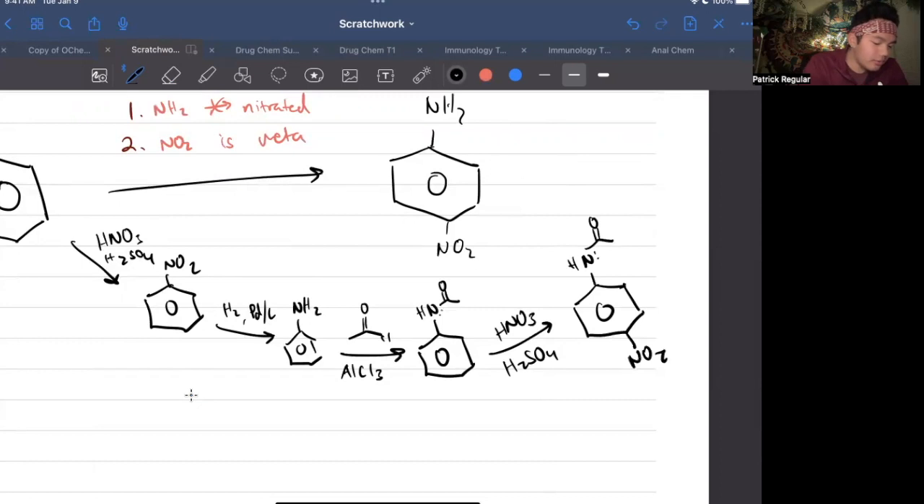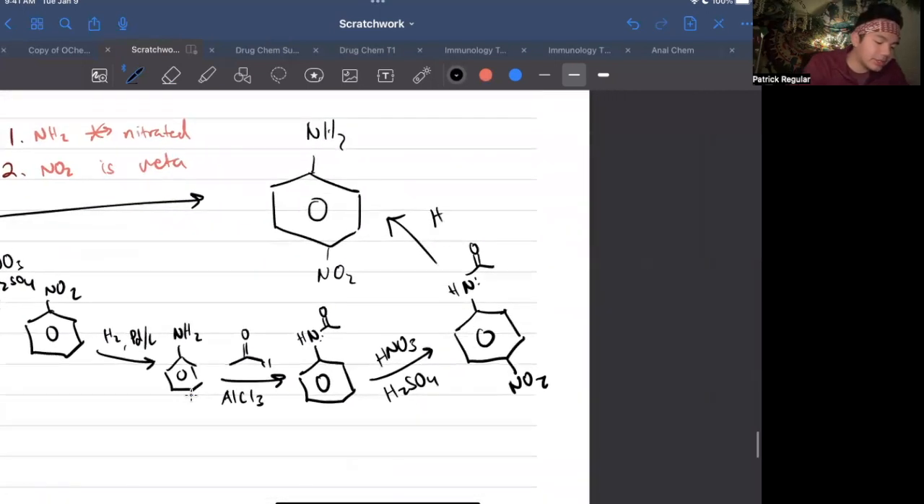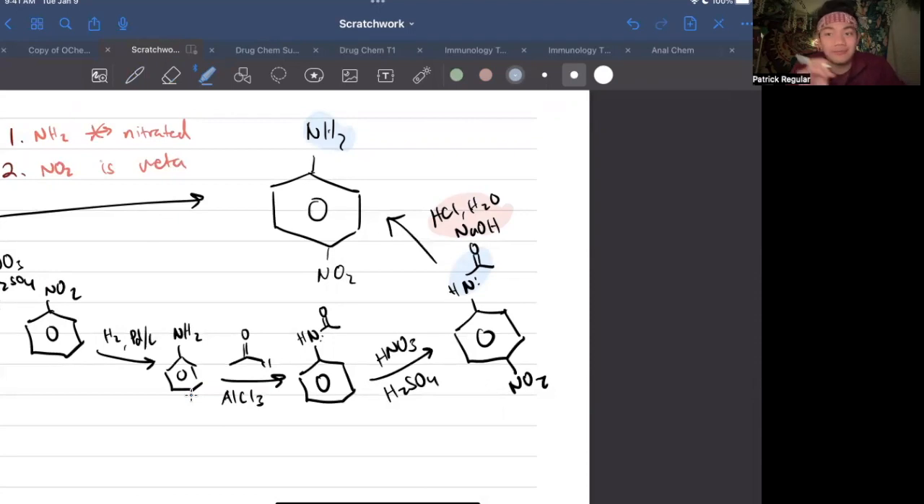NO2. Now we can just remove that group with just simple HCl, H2O, H, and AOH. So this reaction right here that I showed you reverts this back into aniline. How do you do that? I mean, that's a whole lot of steps. Is there another way to do it?